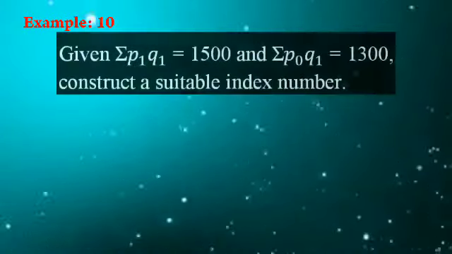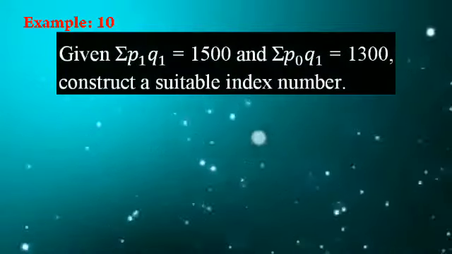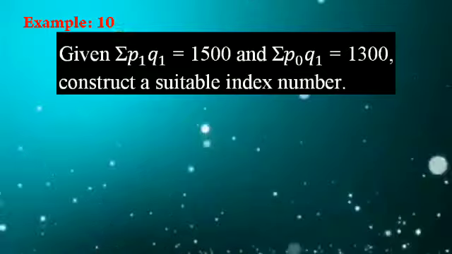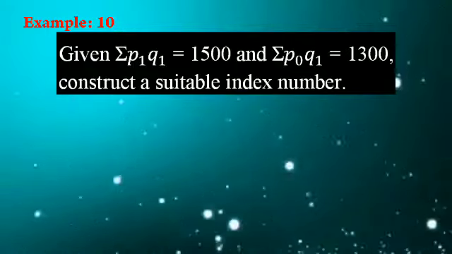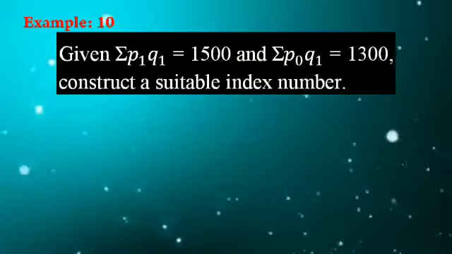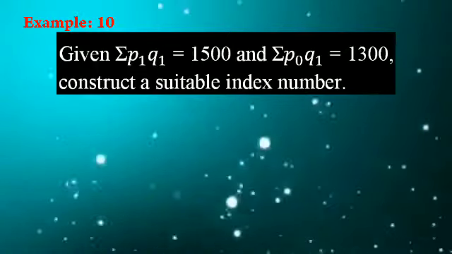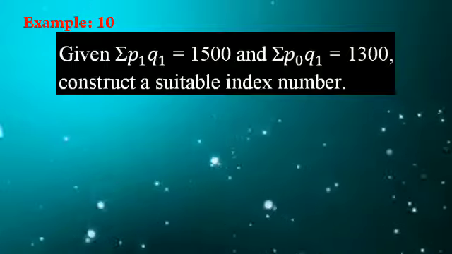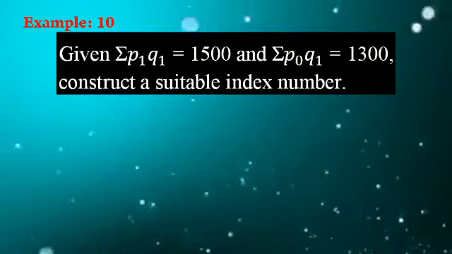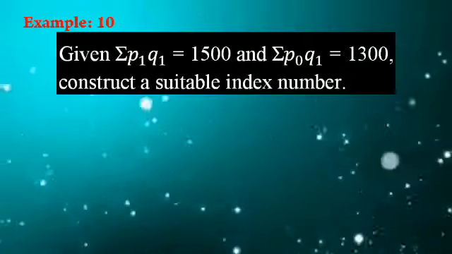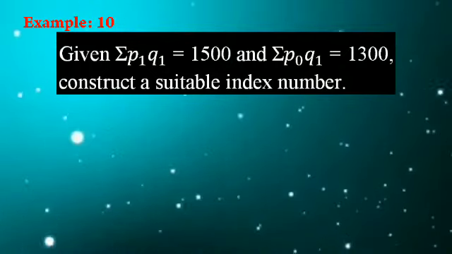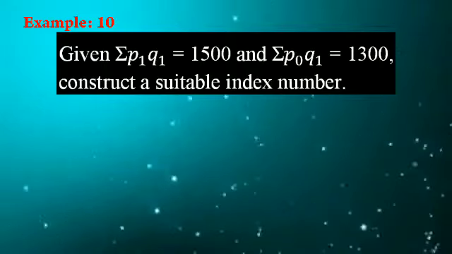Example number 10: given sigma p1 q1 equal to 1500 and sigma p0 q1 equal to 1300. Construct a suitable index number. So here price values are given for two different sets. In the first part you can see sigma p1 is given, in the second part sigma p0. So two sets of price values along with quantities of the current year are given here.